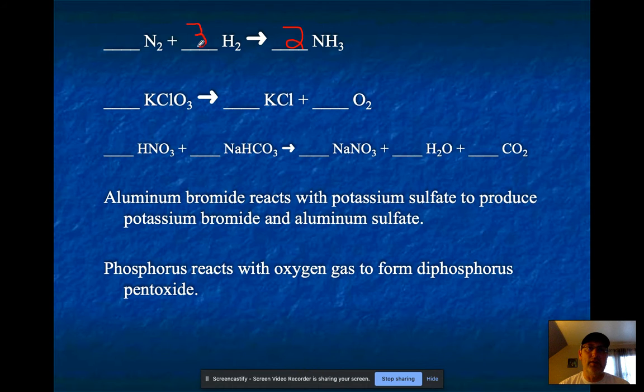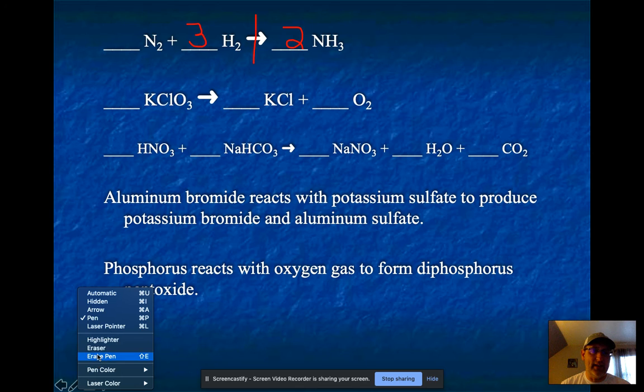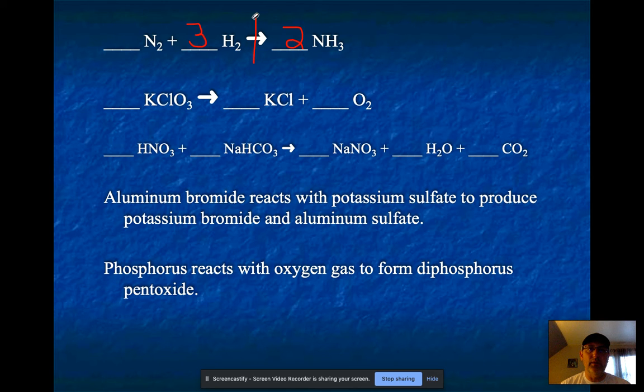So if I put a 3 right in there, now I have 3 H2s. So H2, H2, H2. Instead of writing that all out, you can just write the number, 3 H2s. Now check to see. You don't have to draw this line, but that's where we separate. The same number here as we do here. So N2, 2 N's, 2 N's. 3 H2s, 6 H's. 2 H3s, 6 H's. So that is balanced.